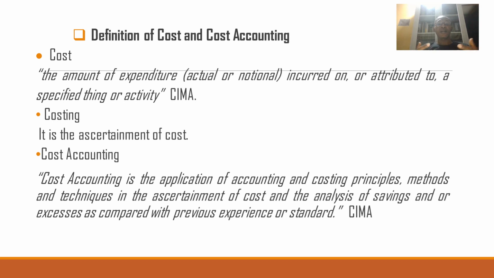So when we say notional cost, it has to do with, take for instance, a company that is using its own building in the course of production. Normally the company is expected to pay rent, but because you are using your own property, you are not going to remove that amount and say you are paying for rent. So it's still a cost you have incurred, even though it is not recorded directly. So that's a notional cost. So the amount of expenditure incurred on or attributed to a specified thing or activity, that's what we refer to as cost.